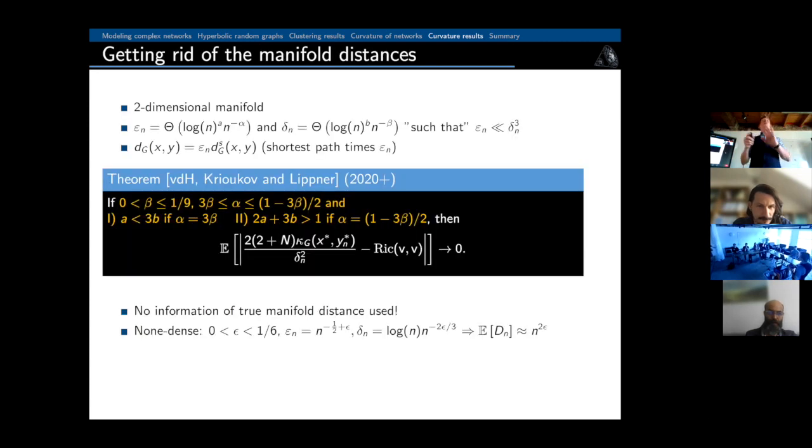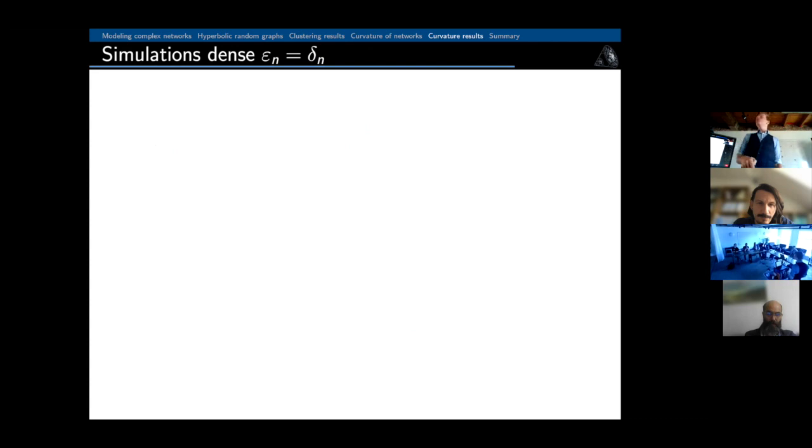So these are theoretical results. I can prove to you it converges if n is large enough. But now you can ask, well, how large is n? And how does this actually hold up in practice? Then we have to do simulations, and for that we were really happy to have a very smart PhD student. So we started doing simulations in the dense case.